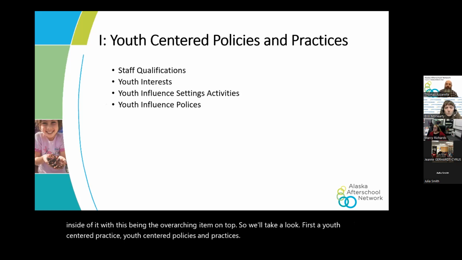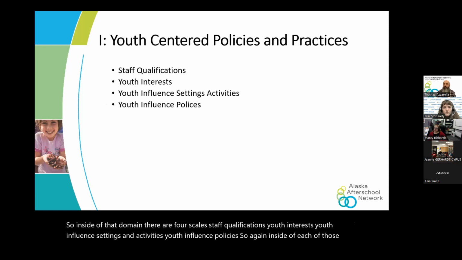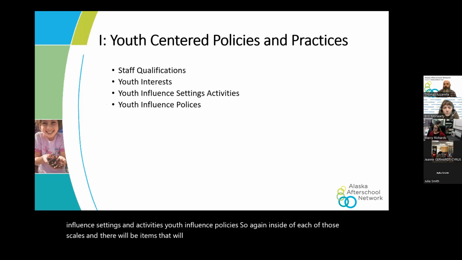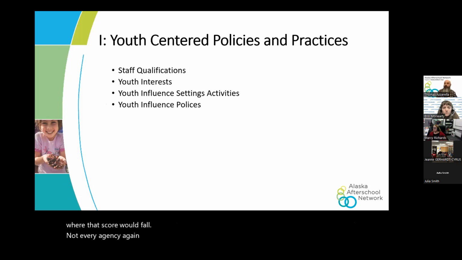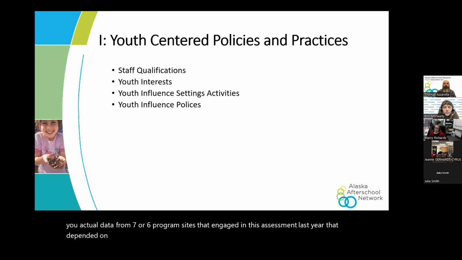So inside of that domain, there are 4 scales: staff qualifications, youth interest, youth influence settings and activities, youth influence policies. So again, inside of each of those scales, then there will be items that will score, and interview questions will ask to find out where that score would fall. Not every agency, again, will have 5s. This is one of the things you'll see in a moment. I'll show you actual data from 6 program sites engaged in this assessment last year, that depended on where they were is kind of where the data falls.